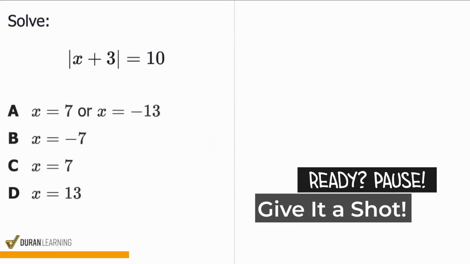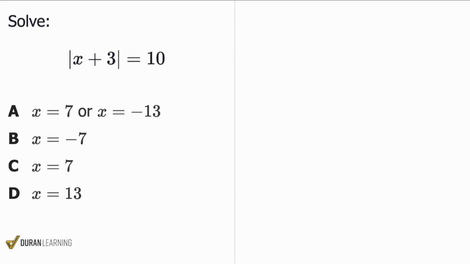All right, next question up. We are dealing with an absolute value equation. So it's going to make the problem slightly tougher, but we can handle this for sure. So what we see here is the absolute value of x plus 3 equals 10.